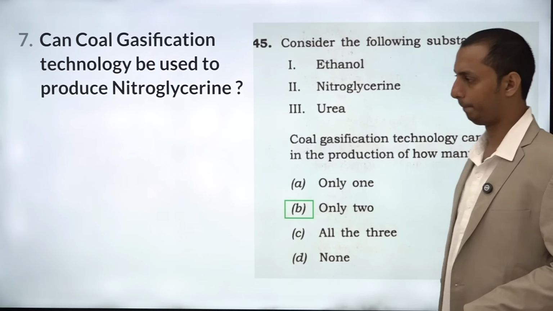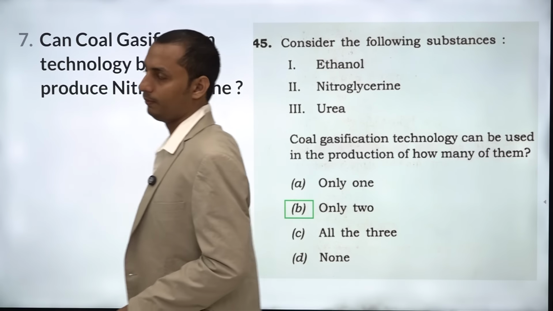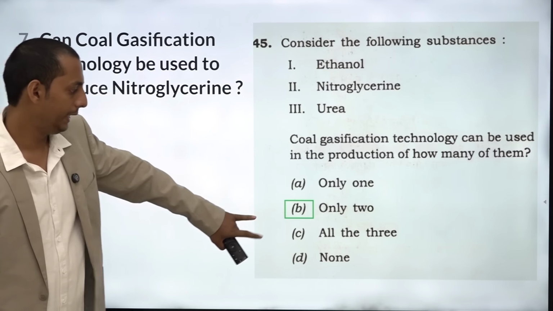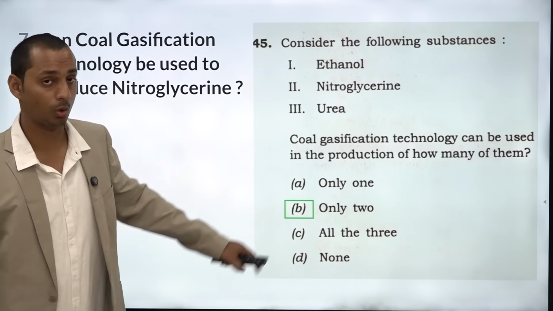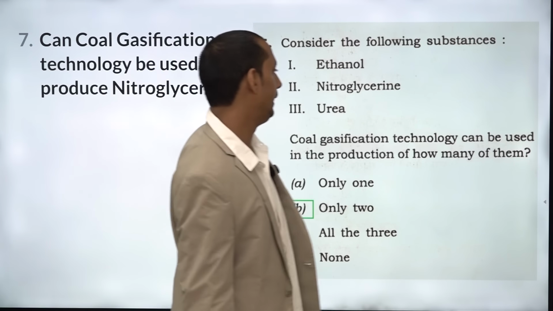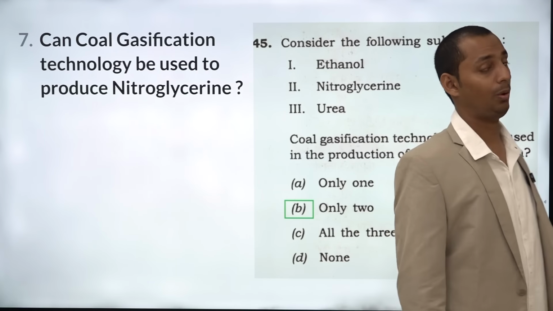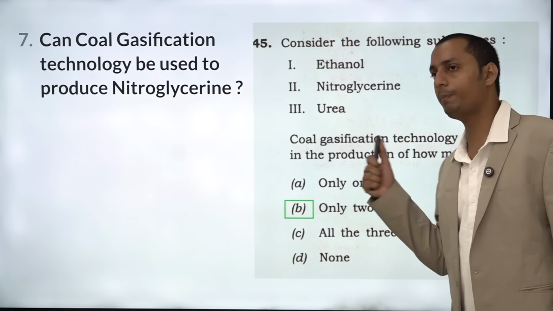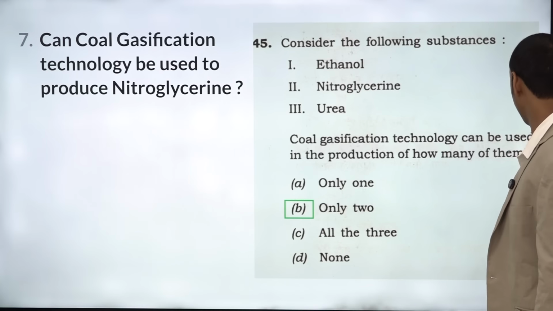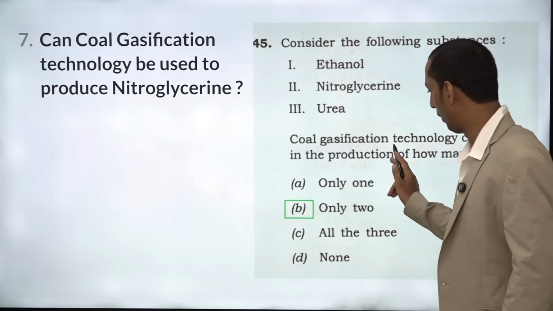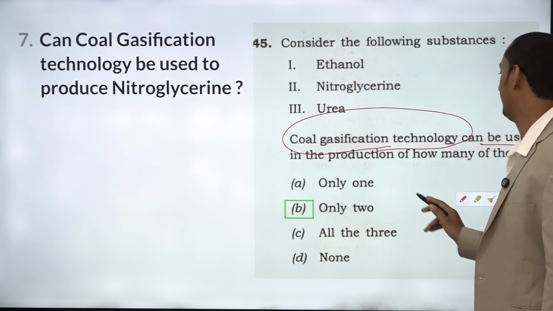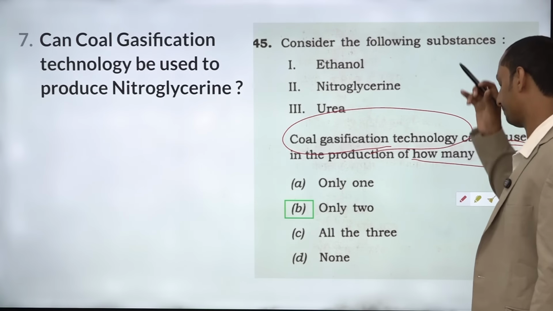Now, what about this question? We are pretty sure regarding urea and ethanol, right? We don't have a confusion. So, it's either a doubt between only 2 or all the 3. Now, let me tell you, can nitroglycerin be produced through coal gasification technology? Can coal gasification technology be used in the production of how many of the above?